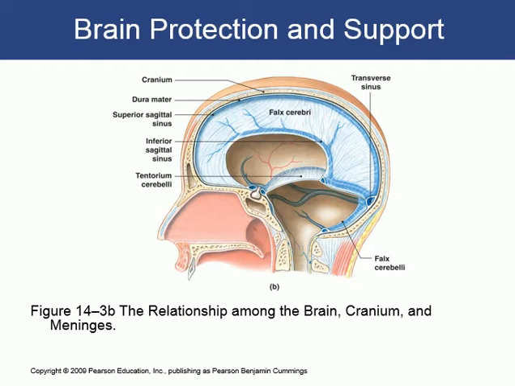Depending on what the fold is separating: this one is separating the two cerebral hemispheres, so you call it falx cerebri. The other one here is separating the two cerebellar hemispheres, so you call it falx cerebelli. This one here is making a tent above the cerebellum, so you call it tentorium cerebelli, between the cerebellum and the cerebrum.